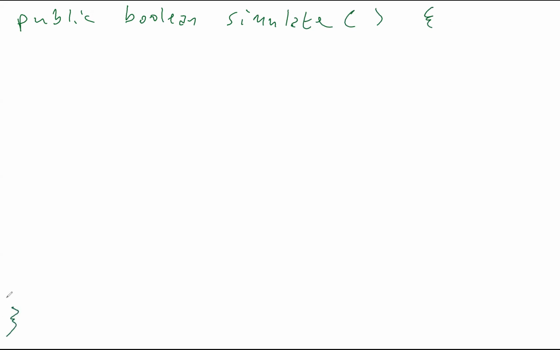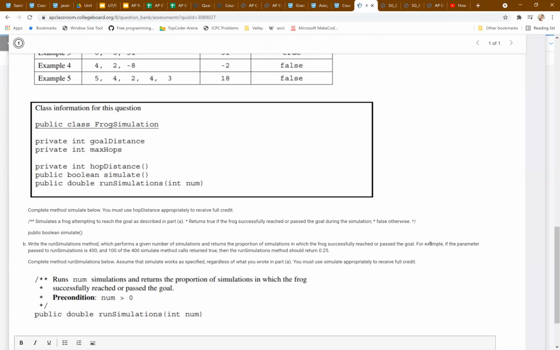Now, what methods are present in our frog simulation class that we can work with? I'll jump back over to that other screen real quick. So variables and methods that we have access to are that goal distance variable, that max hops variable, and that hop distance method. All three of those are defined within this class, and those are the exact variable names and method names that we need to use. Those are the ones that have been declared. We have to use those.